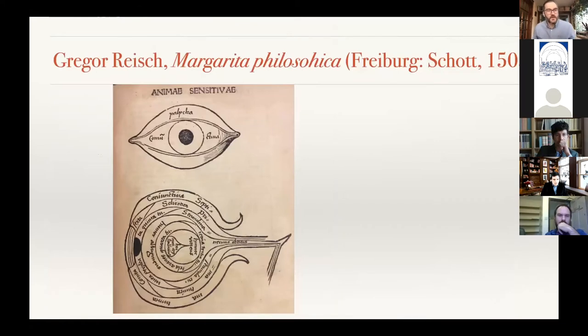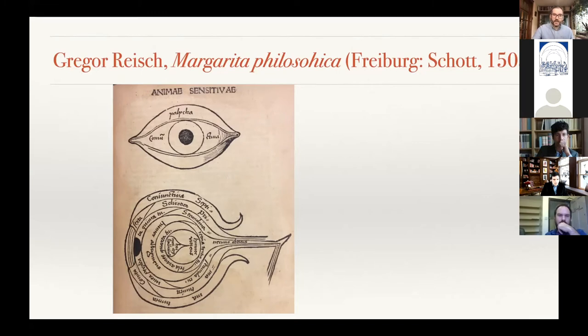If we move to Gregor Reich's Margarita Philosophica, an enormously popular liberal arts textbook published throughout the 16th and 17th centuries, there's a huge number of illustrations in the book. And one thing that you get in this textbook tradition is the expectation that images accompanying texts will occur opposite the text, even if one needs to reproduce the image multiple times, a strategy that we certainly see with Descartes and Descartes' works throughout.